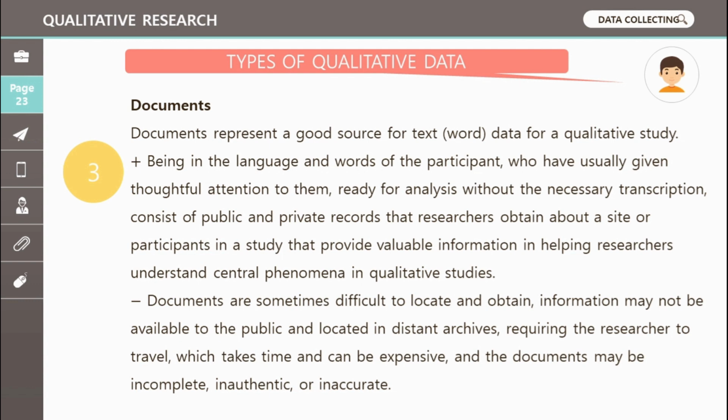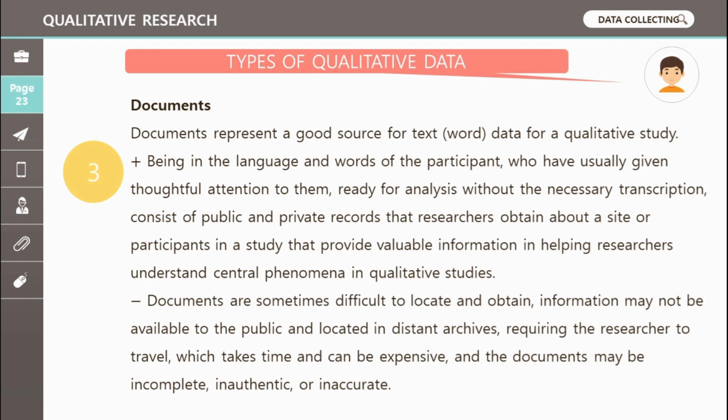The disadvantage of documents is that they are sometimes difficult to locate and obtain. Information may not be available to the public and may be located in distant archives, requiring the researchers to travel, which takes time and can be expensive.